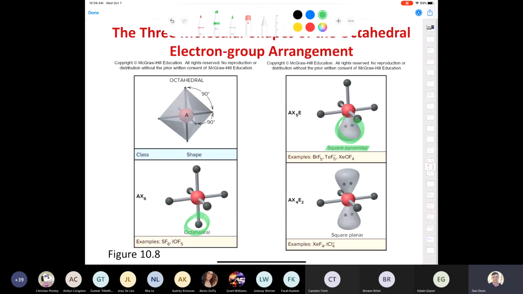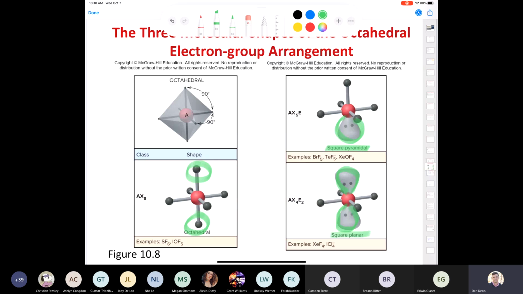Sometimes you'll hear that called square-based pyramidal or square pyramidal. Either one works. And then finally, a lot of students love this shape: if you remove two groups like this, they're going to be opposite of each other, right? To make two lone pairs that are as far away from each other as possible, you get what's called square planar. Okay, square planar. Now that's the last shape, I believe, that we're going to look at this morning.